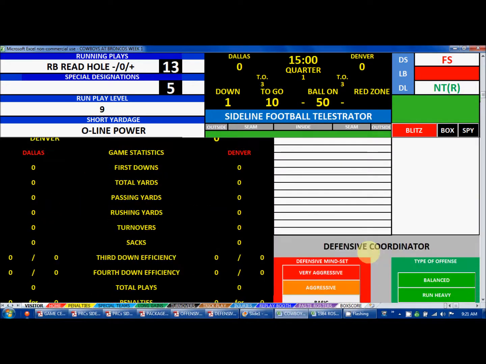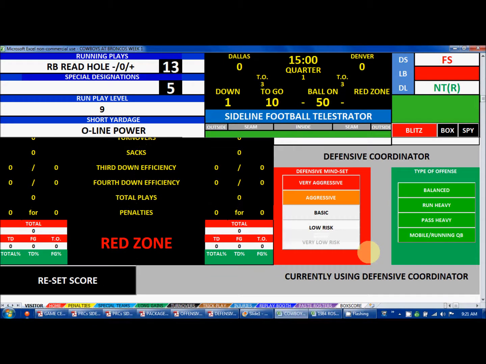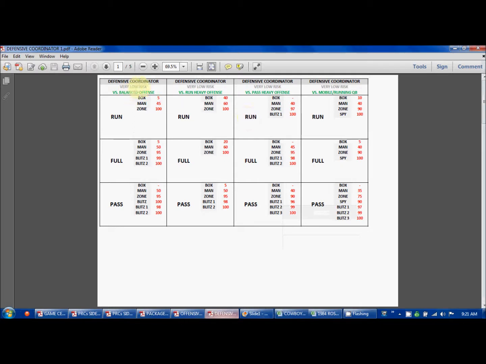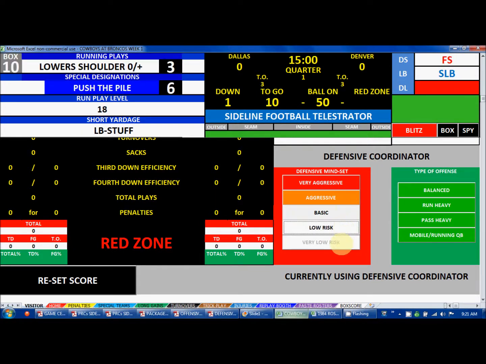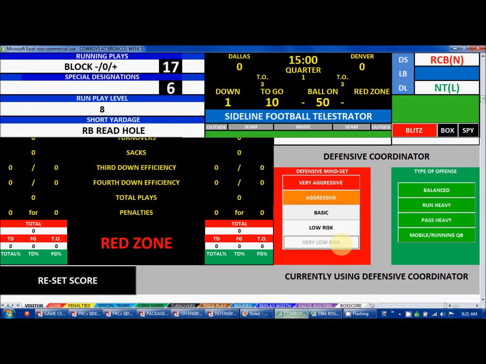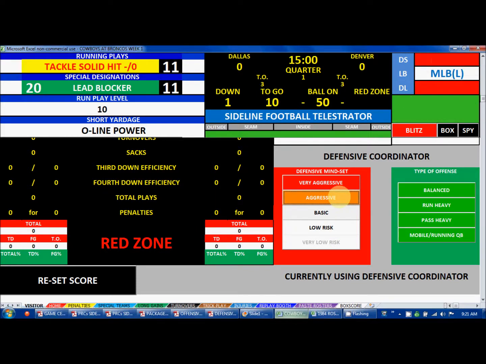So scroll all the way down. Again, this is the home team's defensive coordinator. If you're choosing for the defensive coordinator to automatically make the calls, you're going to choose them by mindset. Just like you see on the defensive coordinator cards, this is a very low risk mindset, etc. After reading all the instructions, this will be very clear for you. Under the defensive coordinator card, for it to be an automatic play call, you click on very aggressive, basic, low risk, very low risk, whatever the mindset of the defensive coordinator you want him to have. Let's say Denver chooses an aggressive one.